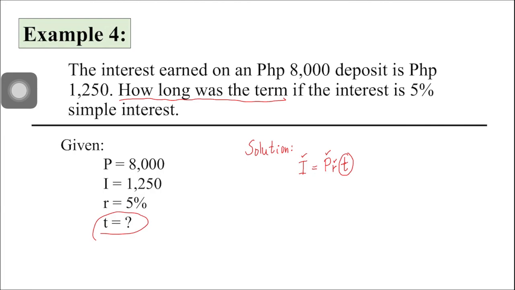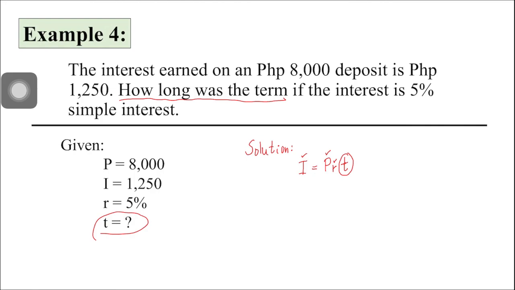Earlier it was easy, we were only looking for I, find the simple interest. But now, the question is, how long was the term? Or what is being asked is the time or the term. So where do we use the formula?